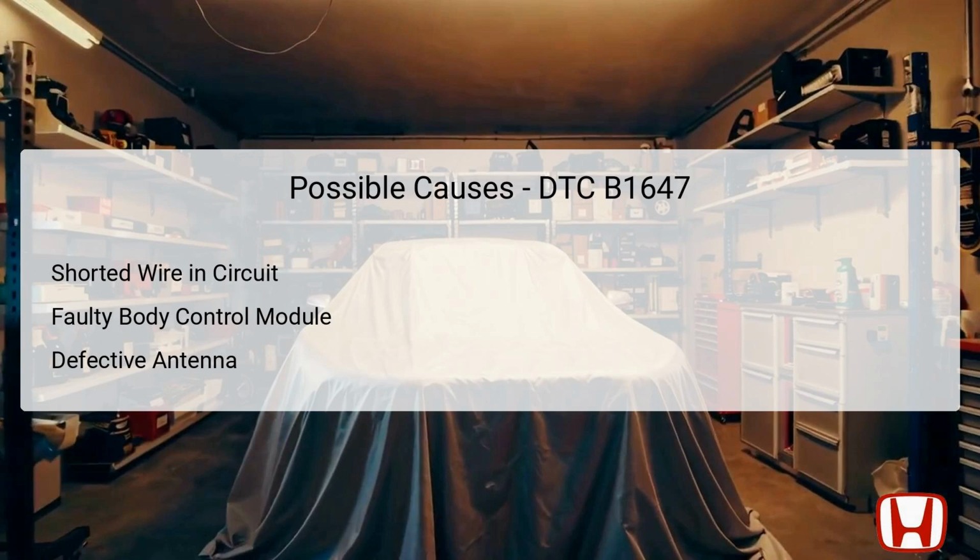Second, a faulty body control module can directly impact the operation of the antenna circuit. If internal components within the module malfunction, it can misinterpret signals, leading to the storage of error codes. Third, the antenna itself can be defective or fail entirely. If the front passenger's door LF antenna isn't functioning correctly, it may not send or receive signals properly, which can obstruct the keyless entry system and trigger the DTC. Identifying the root cause requires a systematic approach to testing each component in the circuit.